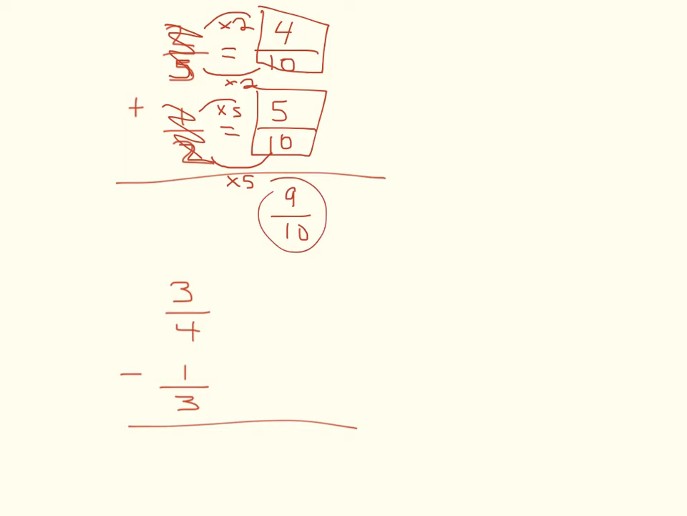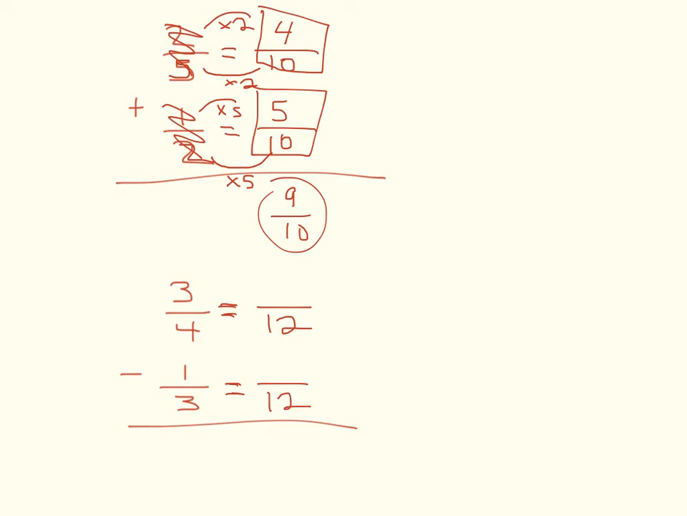We have 3/4 minus 1/3. Once again, my denominators are not the same, but I'm going to make them the same by using equivalent fractions. I'm going to write a fraction that's equivalent to 3/4 and a fraction that's equivalent to 1/3, and I'm going to make sure their denominators are the same. So I need to think of the least common multiple of 4 and 3. I need to think of a number that 4 will divide into and 3 will divide into. 12. 4 divides into 12 and 3 divides into 12.